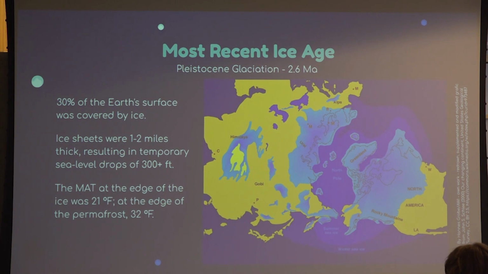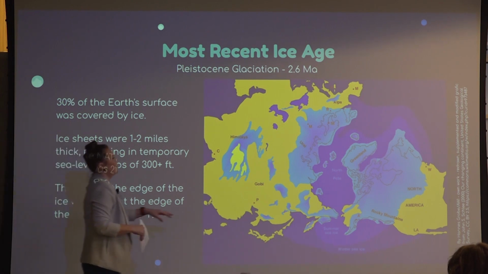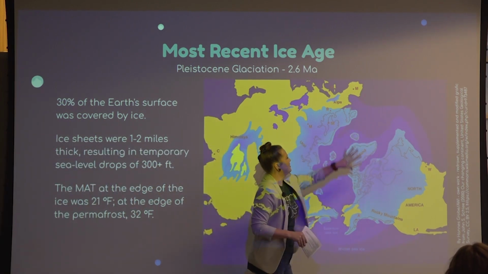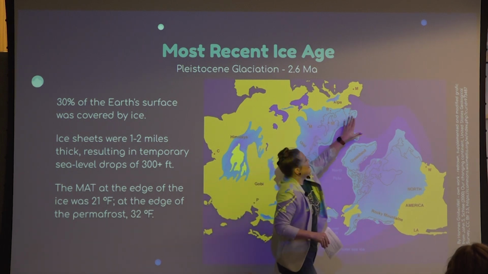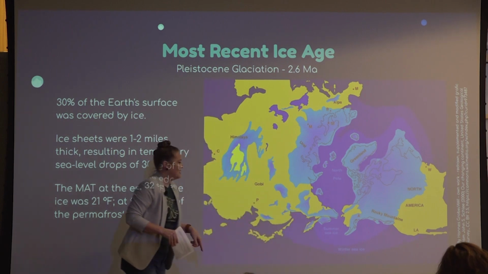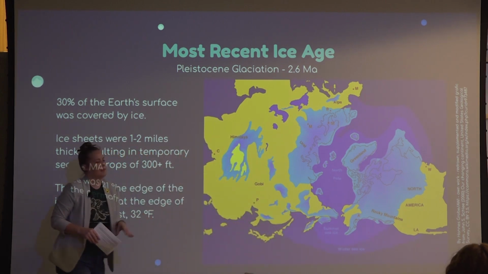Now, the mean annual temperature at the edge of the ice was about 21 degrees Fahrenheit, and at the edge of the permafrost was about 32 degrees Fahrenheit. So it was chilly, but it makes sense. There's ice everywhere. So here's a map of the northern hemisphere looking down on the North Pole. So here's Eurasia and North America, and then all of this is ice, and all of this is sea ice. And the sea ice goes out to about here. It's a little difficult to see on this screen.